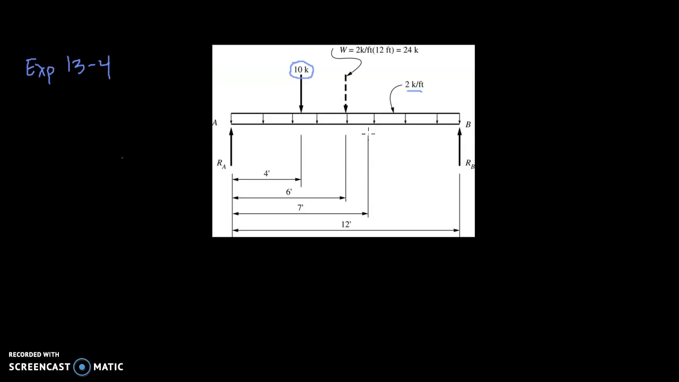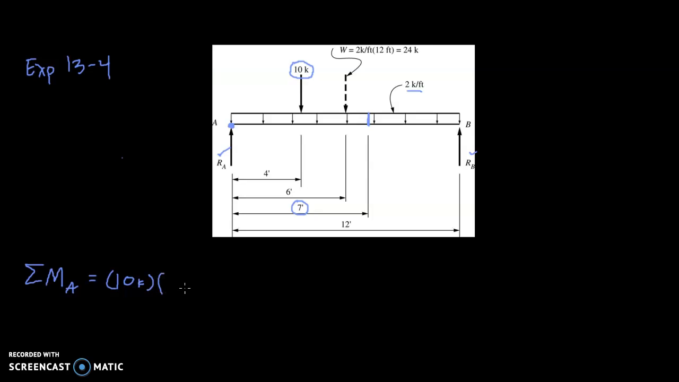We're asked to find the shear and moment at this point right here, which is 7 feet over from the left support. So first thing we need to do is determine our 2 reaction forces. We need to know all the forces that are present in order to find the shear and moment. So let's start by finding the reaction forces. If you'll remember from statics, we can sum the moments about any point. I'm going to sum the moments about point A. And so the sum of the moments about A is equal to the 10 kip load.